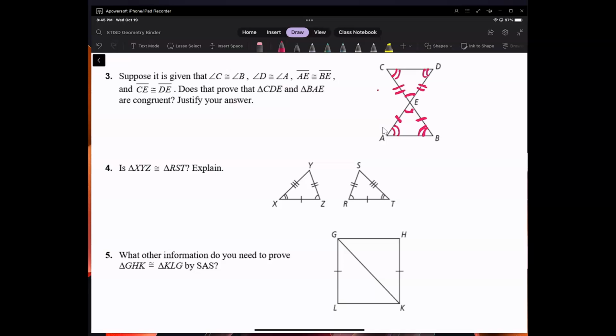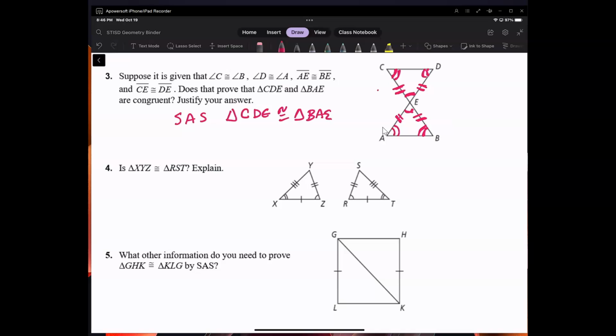So yes, you can say these two triangles are congruent, because if these two angles are congruent, then these two sides are congruent, and these angles are congruent, so these two sides are also congruent. So we have side, angle, side, as a reason why triangle CDE is congruent to triangle BAE.